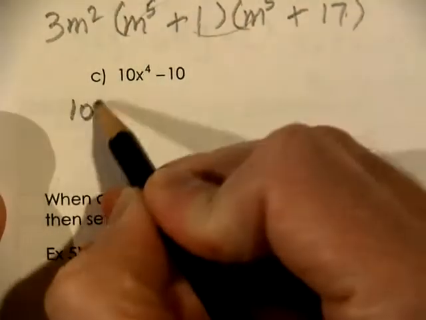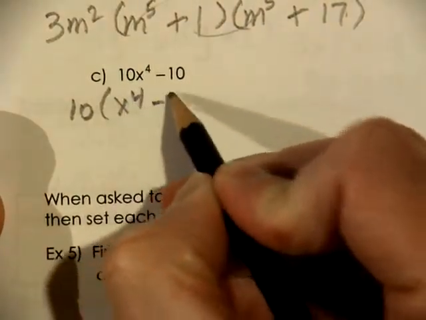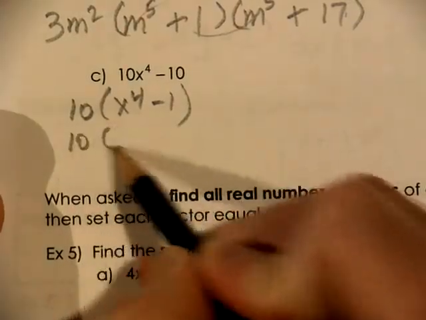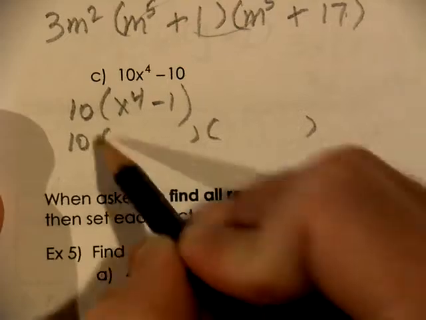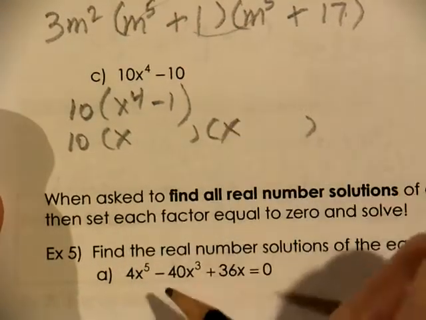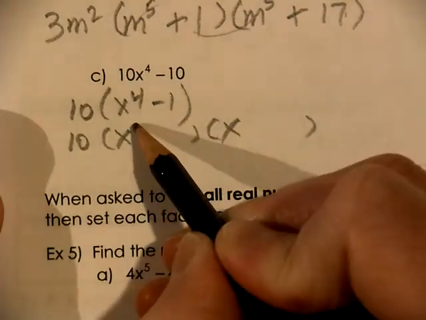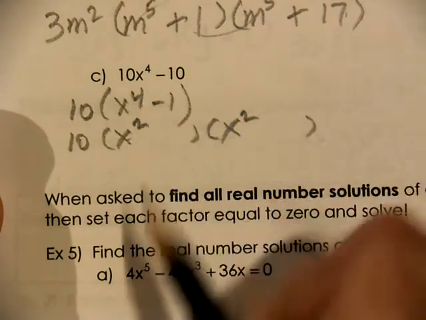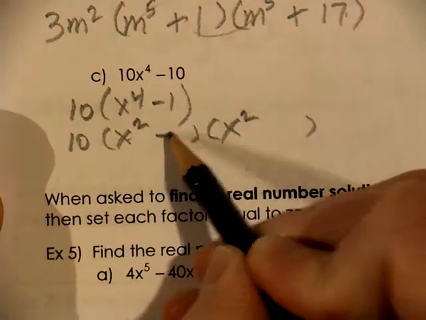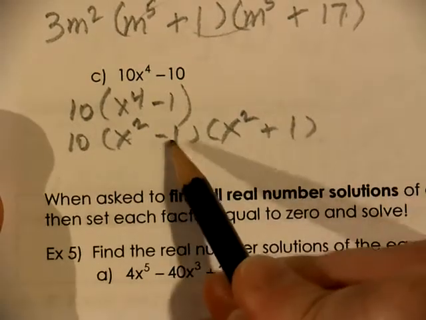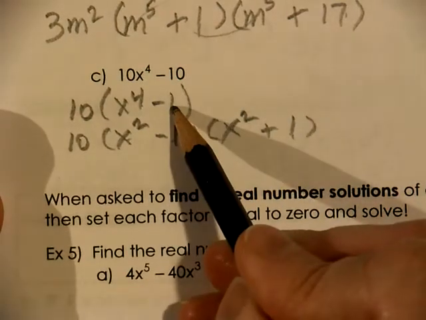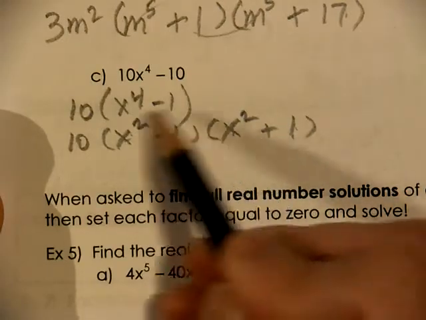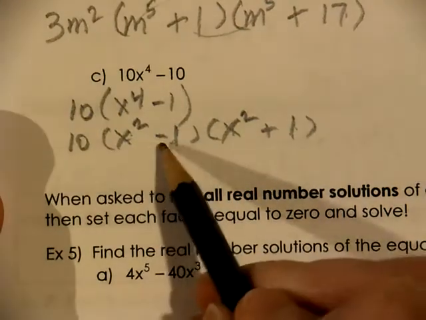Here we have a 10 that can be factored out. And just like we talked about before, we're going to treat this just like it was an x and an x, but we're going to call it x squared and x squared to add up to x to the 4th. And it would still be positive 1 and negative 1, because that multiplies to be negative 1, gives us 0 in the middle, and multiplies to be x to the 4th.